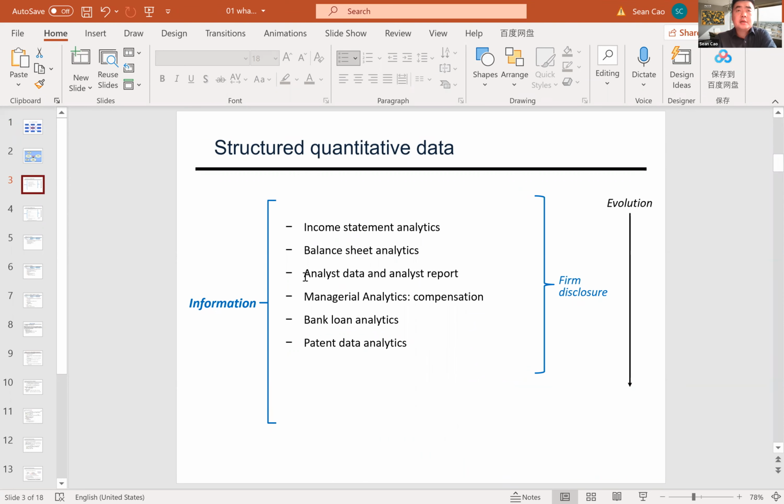We also talk about analyst data and analyst reports. In the stock market, we have analysts. Analysts provide recommendations, price forecasts, and earnings forecasts. Let's say Google has about 40 analysts following it, predicting Google's price, doing fundamental analysis, and providing buy or hold recommendations for Google. So how to understand this data is also important. This is another data source.